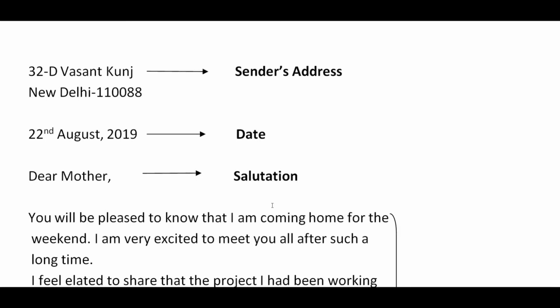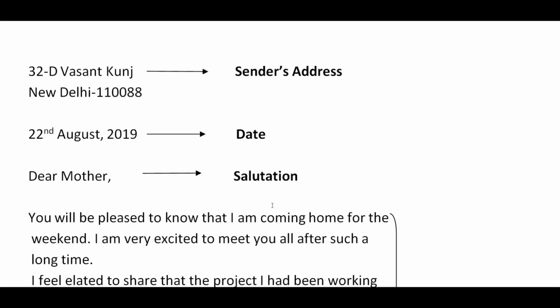After writing the sender's address, you have to leave one line and then mention the date. It would be appropriate if you mention the date in a proper way without going for any shortcut. For example, January, you're not supposed to write Jan. It's better to go for the full word. Then leave one line and then comes the salutation, where you have to write dear mother, dear father, dear brother, whom you are writing this letter to. That is called the salutation, and it must be written there.